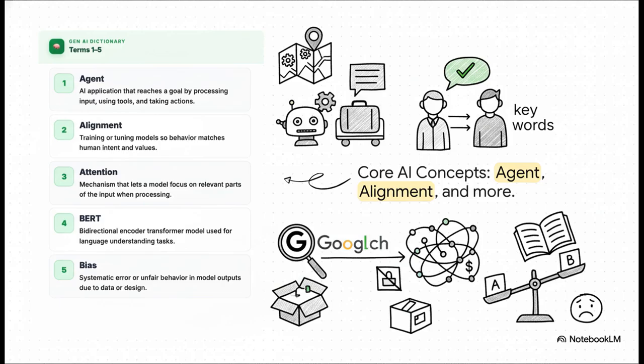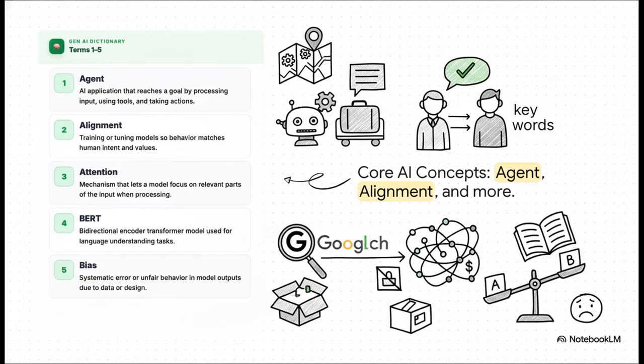Now, an agent is an AI that can use tools and take actions all by itself to reach a goal. A perfect example is an automated travel bot that goes and books your flights and your hotels for you. For businesses, this is huge. It means automating really complex workflows.